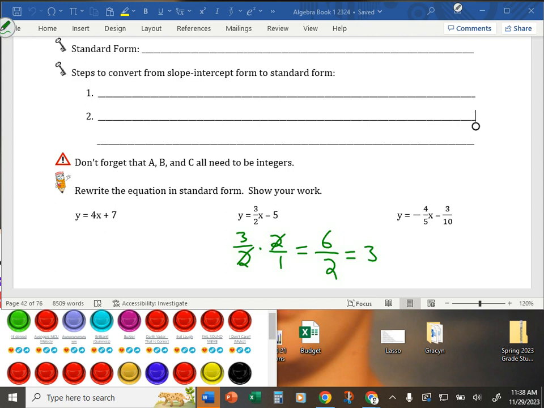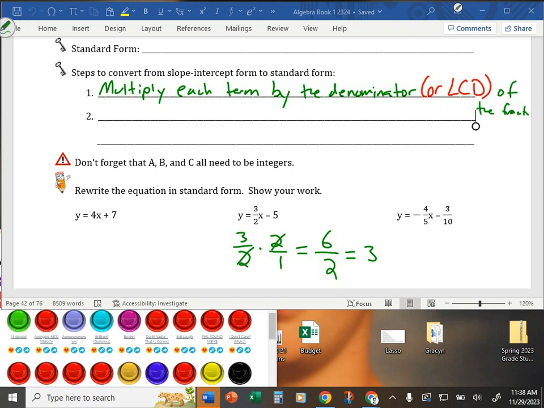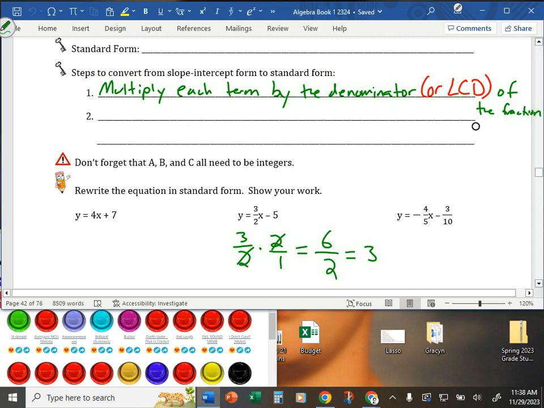So step 1, finally get to write this out. Step 1 is multiply each term by the denominator, and I'm going to put this in red because we'll deal with it shortly, or LCD of the fraction. Multiply each term by the denominator or the LCD of the fraction.